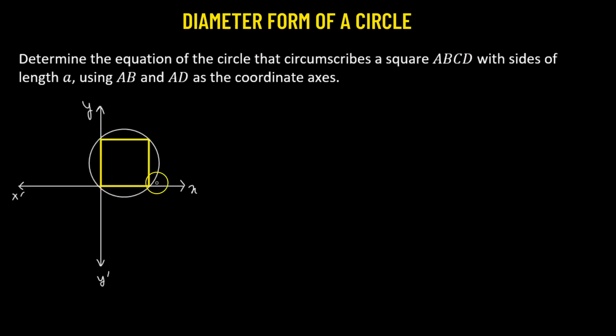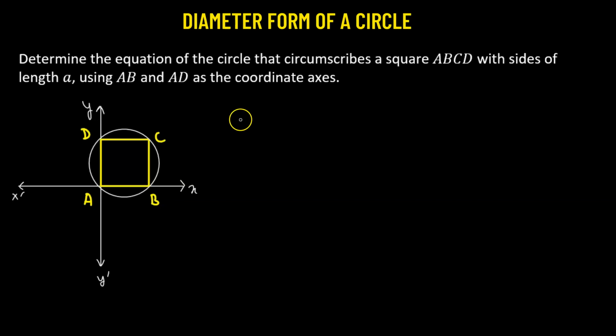So here we have the Cartesian plane with the x and the y axis. And here we can see that we have a square ABCD that is inscribed within a circle, and the sides AB and AD are the coordinate axes, the x-axis and the y-axis. Our goal will be to determine the equation of the circle. Now, how do we determine the equation of the circle?